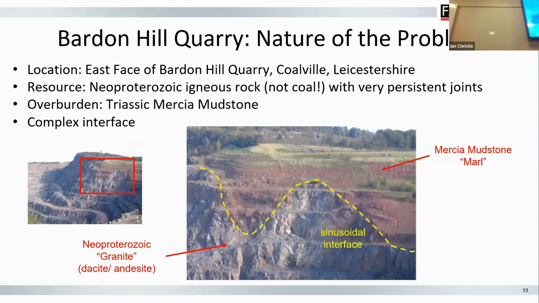The two main rock types had some local terminology that was used. The igneous rock was termed the granite, although if you're going to be a geological purist, it's actually a dacite. And the Mercia mudstone is termed the marl, but I believe that goes back to the old-fashioned term for that, which was the Keuper marl. And there's quite a complex interface between the two rock types there. You can see I've drawn that sort of sinusoidal line on the page there. And it's not just sinusoidal looking at it in that plane, it actually was like that into the face as well. So in some places it was almost like a big egg box.